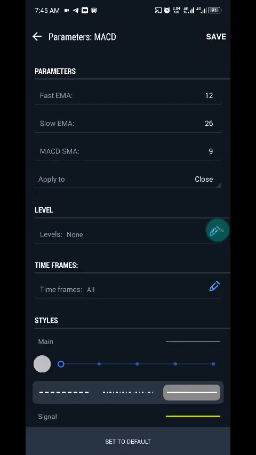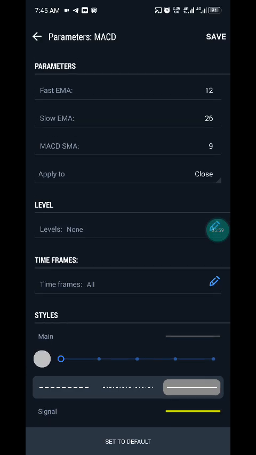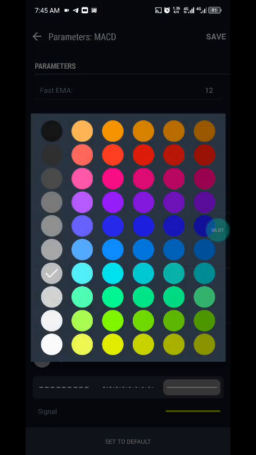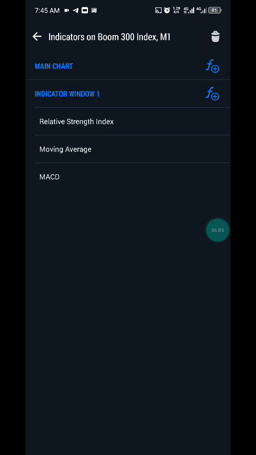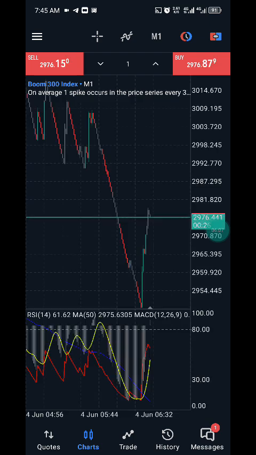Then we have our MACD. We have our fast EMA to be 12, our slow to be 26, and our MACD signal to be 9. We apply to close. Then the style: this is the color of our histograph, and you can change it to any color of your choice. Then you click on save. That is how you can have the same settings.